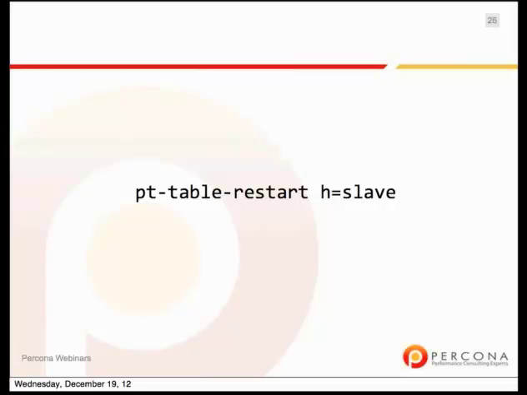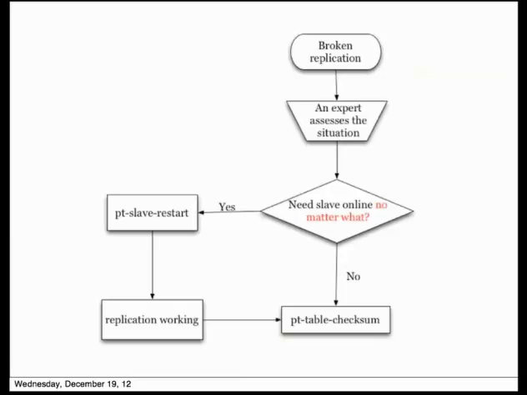Usage is very simple. You just pass to it the DSN of the slave you want to restart, and the tool will print to standard output the bin log name and the position in which it had to skip an event. And it will do it for as many events as it has to skip or refetch. And here's another diagram for this tool.